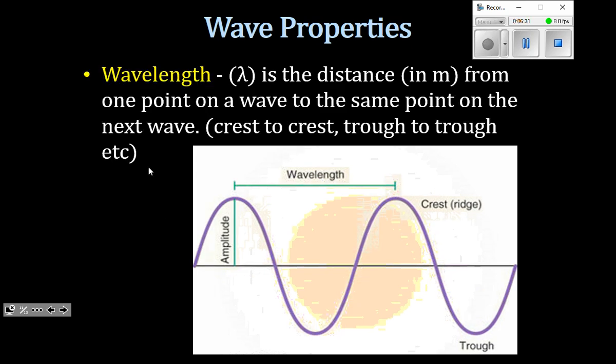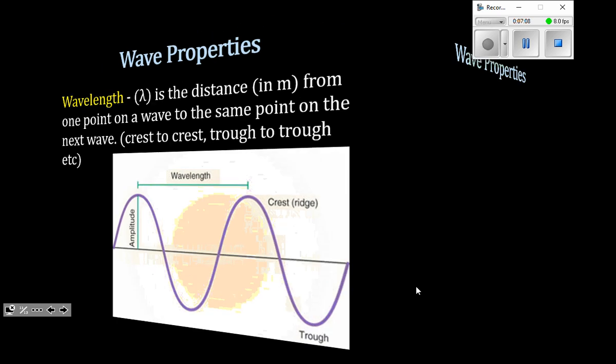Some other wave properties that are important. Wavelength is the distance from crest to crest, or you can measure it from trough to trough, or from this point to the same point on an adjacent wave. The wavelength is symbolized by lambda. It's the distance in meters from one point on a wave to the same point on the next wave, crest to crest, trough to trough, etc. Now you see the height of the wave is from this equilibrium baseline up to the top of the wave, which would be equal to the bottom of the trough. This would be the positive amplitude, and down here would be, of course, the negative.